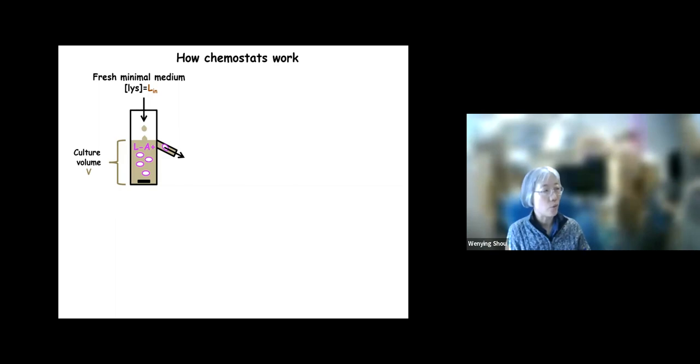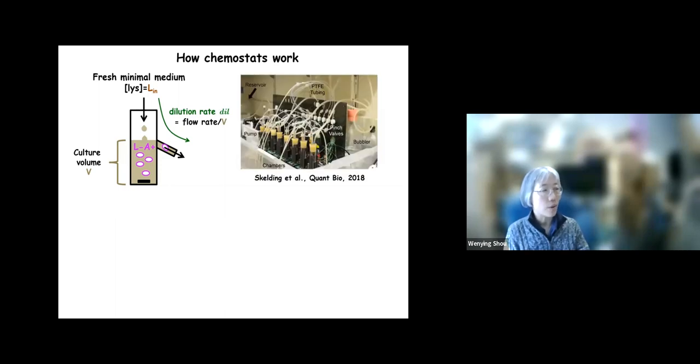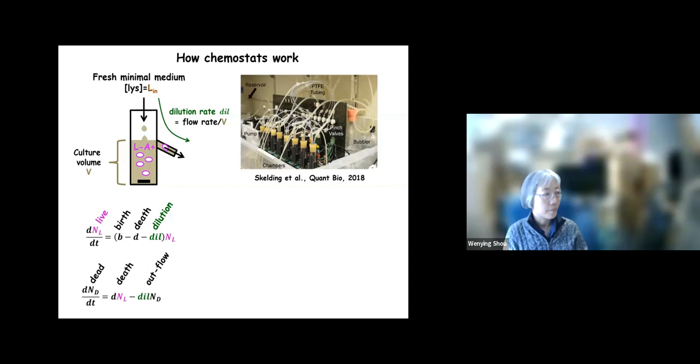And then, to see how it works, we should write down the dilution rate, which is the flow rate divided by the volume. This is our homemade 8-channel chemostat. So the equations are the following. Live cell density increases due to birth and decreases due to death and dilution. The dead cell density increases due to death, so it's just this term, and decreases due to outflow, the dilution. The lysine concentration in this reservoir increases due to inflow, because it's dripped in. So L_in is dripped in at the dilution rate, minus the outflow and the consumption. Consumption is dictated by C and then the birth.